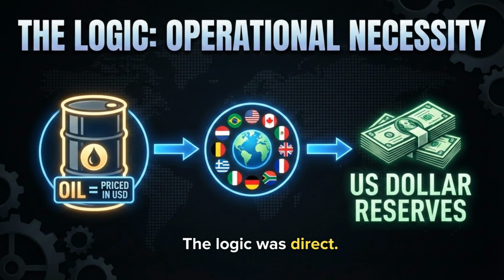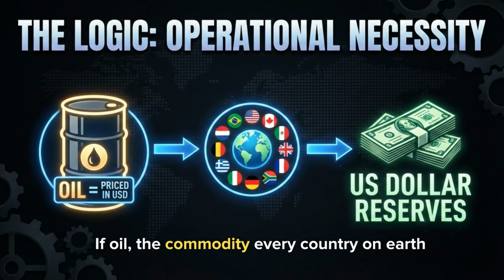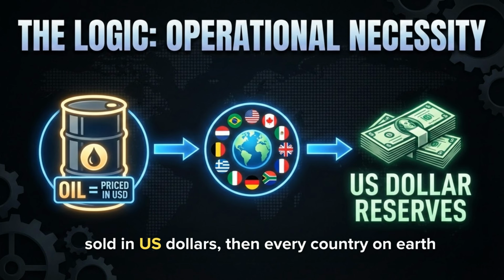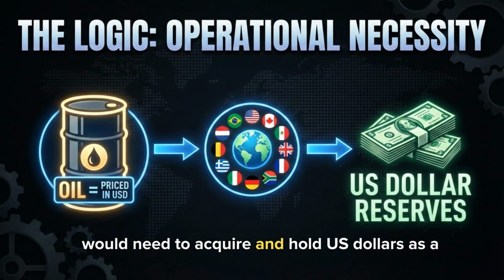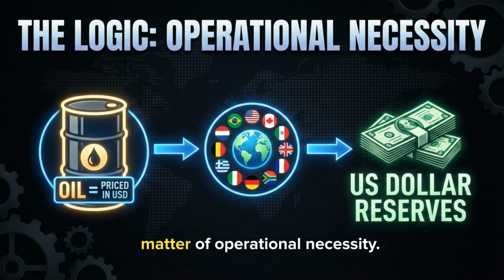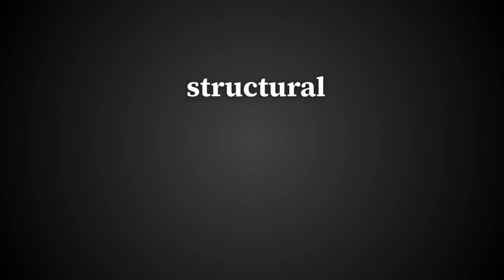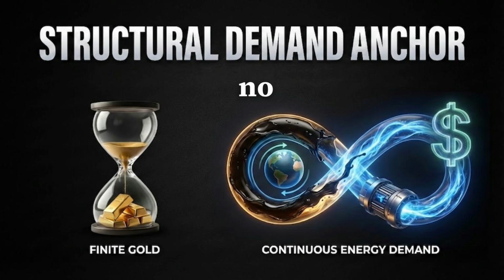The logic was direct. If oil, the commodity every country on Earth required to run its economy, was priced and sold in US dollars, then every country on Earth would need to acquire and hold US dollars as a matter of operational necessity. That would create a structural demand anchor for the dollar that no gold peg could have provided, because gold supplies are finite and global energy demand is continuous.